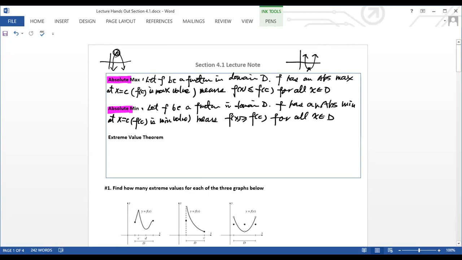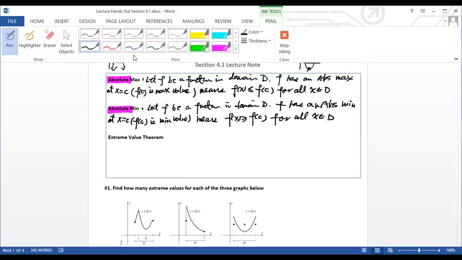Okay, so in here, one thing to be careful about, do not confuse this with absolute value. It's not the absolute value we talk about, which always turns things positive. No, this is the absolute biggest one, the absolute smallest one.